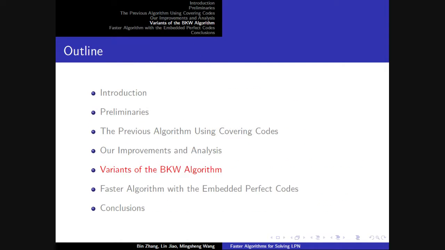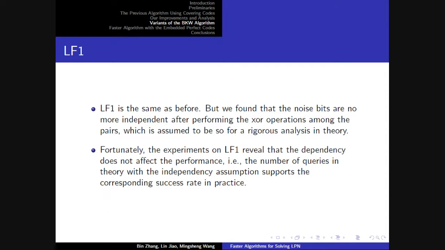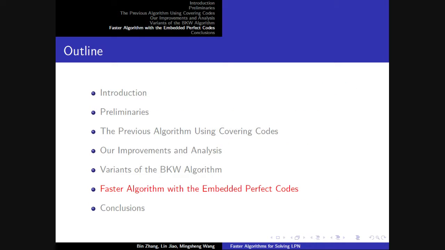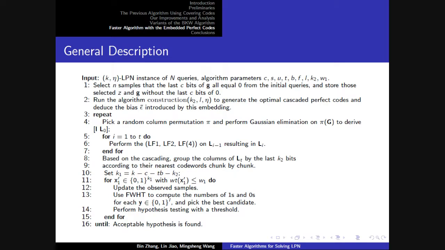And for the variance of the BKW algorithm, we keep the RF1 and RF2. Instead, we prefer RF4. Our aim is to find sufficient 4-tuples from the previous matrix that add to zero in the last B bits. And for each such 4-tuple, we can calculate the sum of the 4-tuple and the disjoint into G_i after discarding the last B bits. We still impose the restriction on this for the complexity cutdown, and use the generalized birthday problem to find the desirable number of 4-tuples. And this is a complete description of the algorithm.